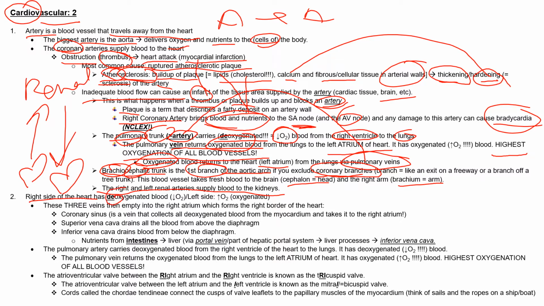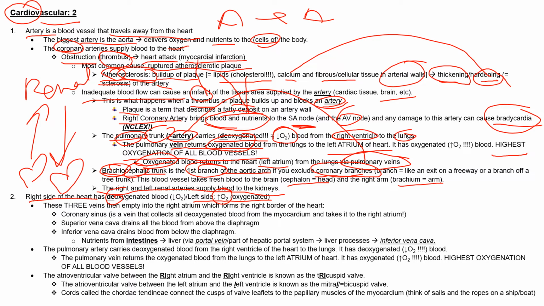All right, so do know that the right side of the heart has deoxygenated blood in general, because all of the blood that's entering the right side of the heart is returning from the rest of the body. And the left side of the heart, as we saw with the left atrium, starts with the left atrium, which has highly oxygenated blood just coming back from the lungs where it just got refreshed.